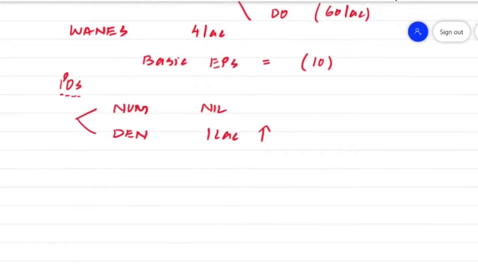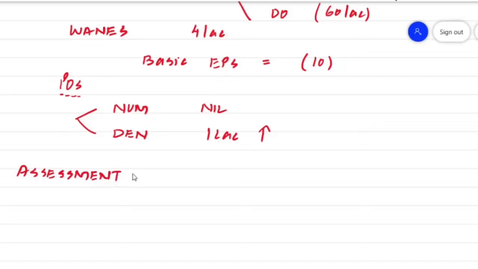Now, the most important thing is that there are two aspects in terms of diluted EPS. One is assessment. You need to make an assessment whether the given potential ordinary shares are dilutive or not. The second is the computation aspect, which means you actually calculate a diluted earning per share. So in this particular case, let me first of all make an assessment. Mind it, I'm making an assessment to identify whether the potential ordinary shares are dilutive or not.